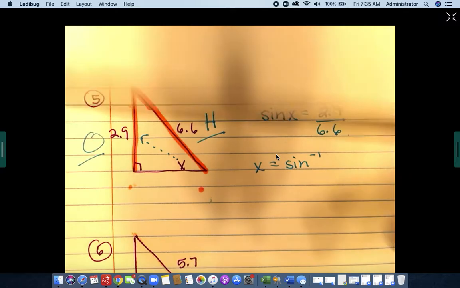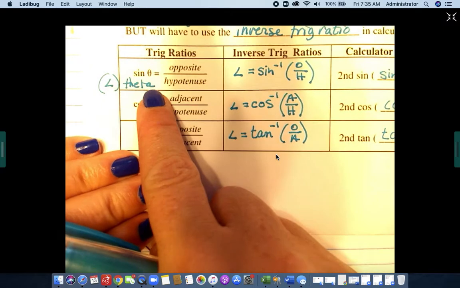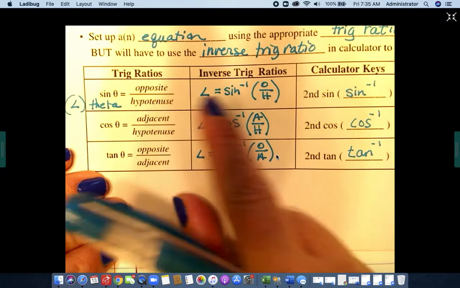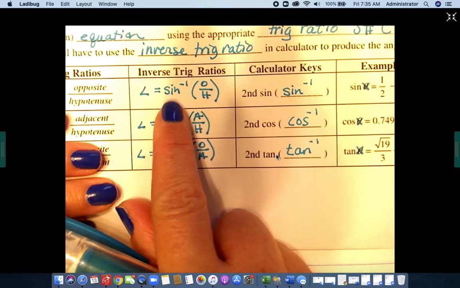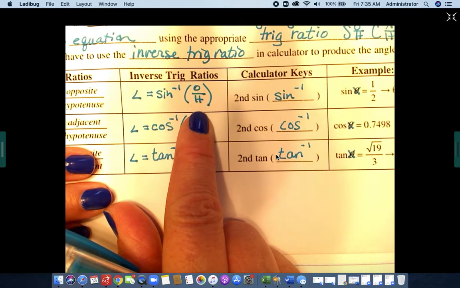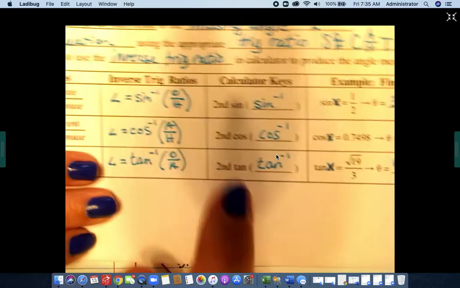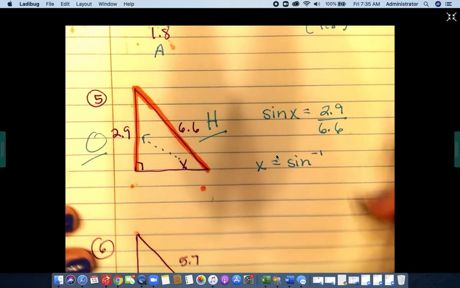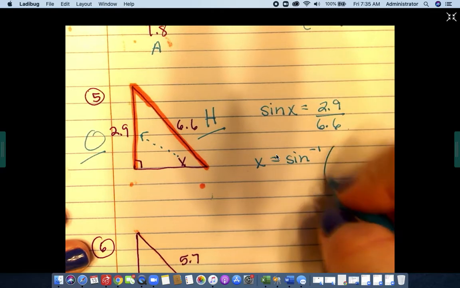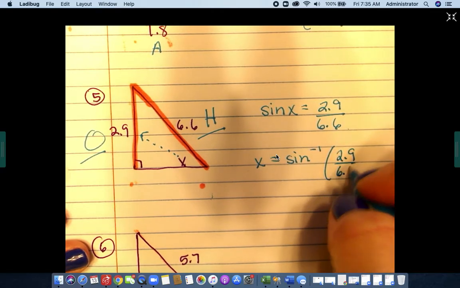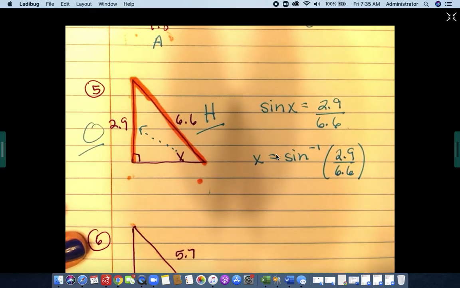So again, you can always just go back to here and go, oh, okay, I wrote the sine ratio. I know it's sine. How do I type it in? So that's inverse sine of my opposite over hypotenuse. I hit second sine to get my answer. Okay, so let this chart help you if need be. So inverse sine of 2.9 over 6.6.